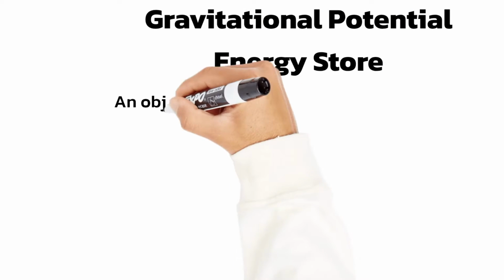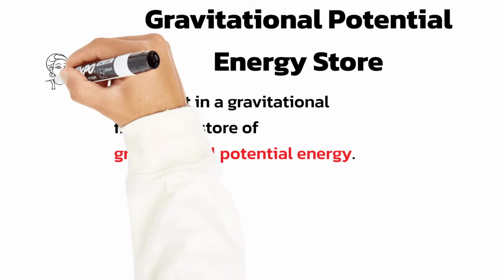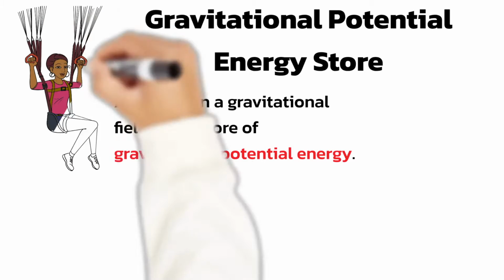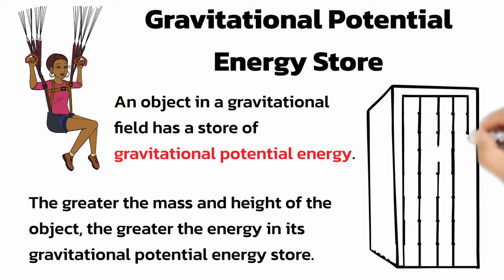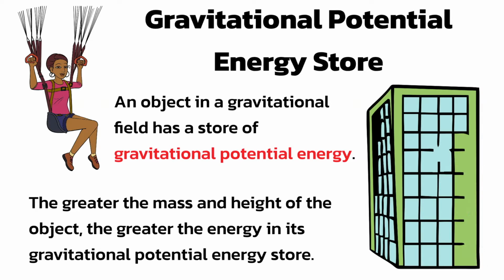Any object in a gravitational field, like that of the Earth, has a store of gravitational potential energy, like the lady paragliding, or the man on the roof of a building. The greater the mass of an object and the higher it is above the ground, the greater the amount of energy in its gravitational potential energy store.